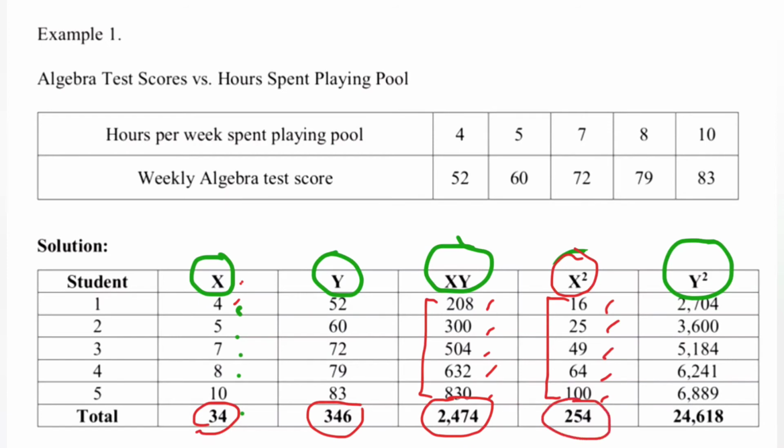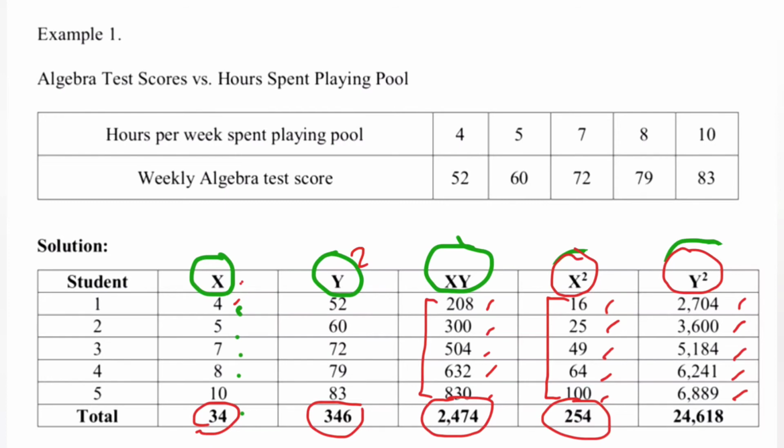So since nakuha na natin yung x squared, meron na tayong x times y, ang last na natin ay yung y squared. Okay, kunin natin yung value ng ating y squared. We have to square the y. So, 52 squared is 2,704, 60 squared is 3,600, 72 squared is 5,184, 79 squared is 6,241, and then last yung 83 squared is 6,889.